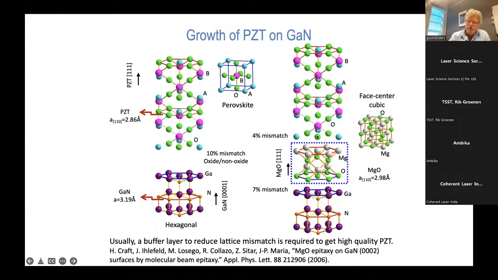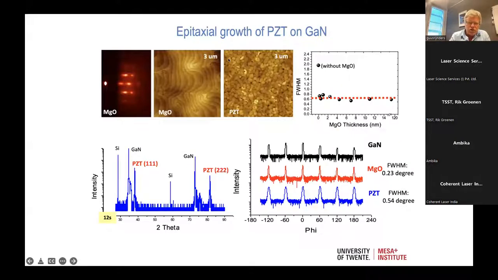And we also showed that you can grow PZT epitaxially on top of that, and this is shown over here. In the middle picture, you can see an atomic force microscopy image of magnesium oxide deposited on AlGaN, and you can see the imprint of the gallium nitride. These facets over here are from the substrate. You can also grow PZT epitaxially in the 111 direction on top of such magnesium oxide, and you can see from the phi scans that it is indeed epitaxially grown. We have also shown that we can lower the thickness of such magnesium oxide buffer layers down to a single monolayer. So even a single monolayer is enough to transition from gallium nitride to magnesium oxide to PZT.